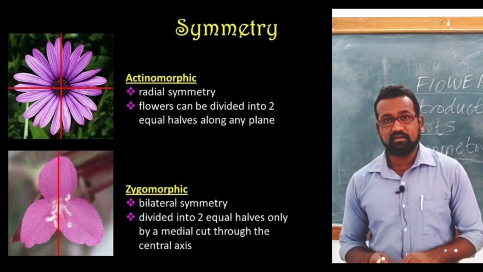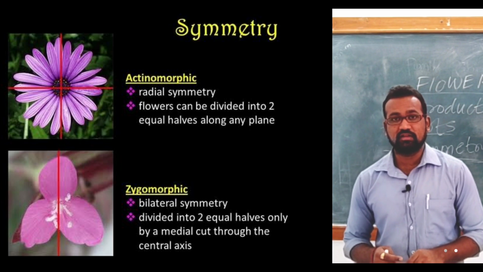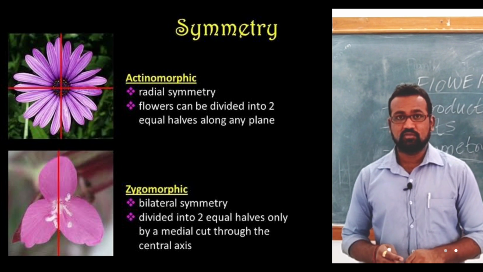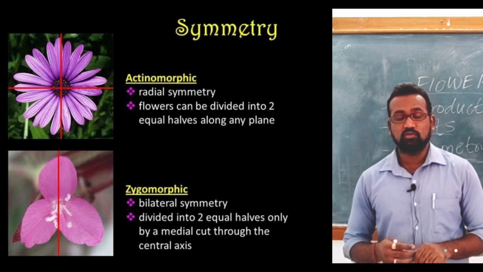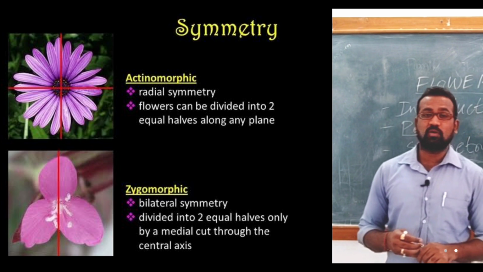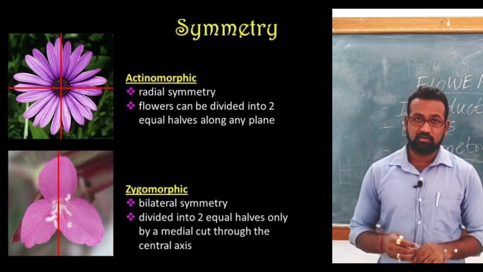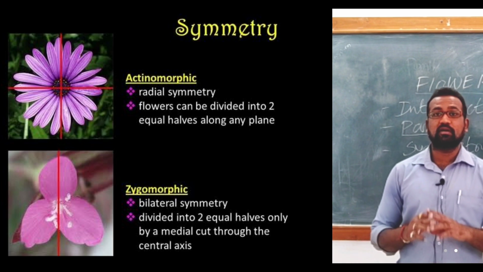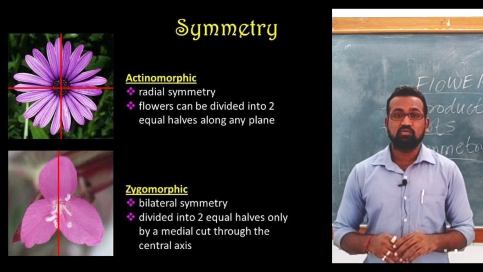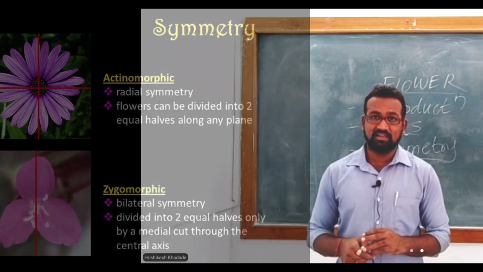On the other hand, for the other flower, if you cut from the center, you will find there are two parts, but if you cut from a different angle, you won't find two equal parts. Such flowers are known as zygomorphic flowers. So actinomorphic flowers and zygomorphic flowers are two different types of flowers which exist in nature.